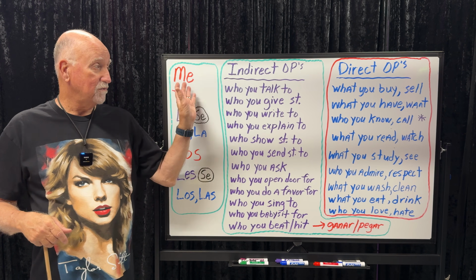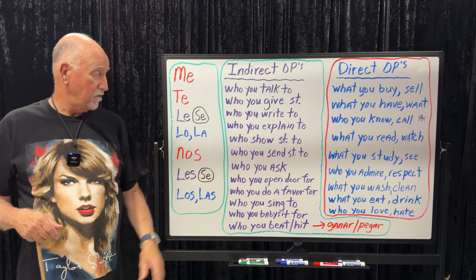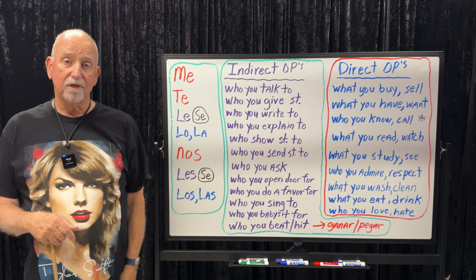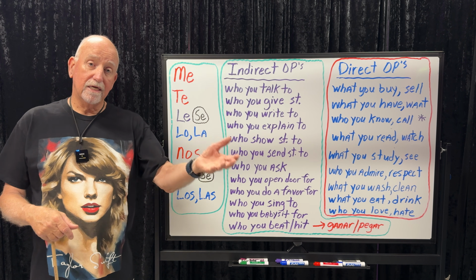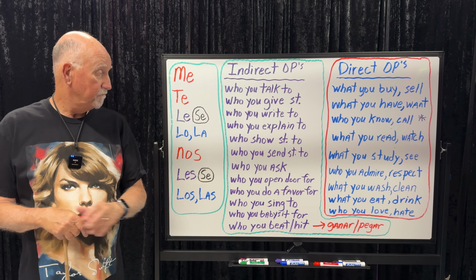We're going to do another lesson. We'll have a lot of examples of double object pronouns. Who you send something to. You send a gift or a package or money, right? The person you send it to is going to be le or les.